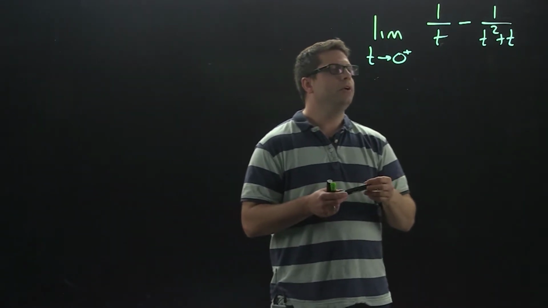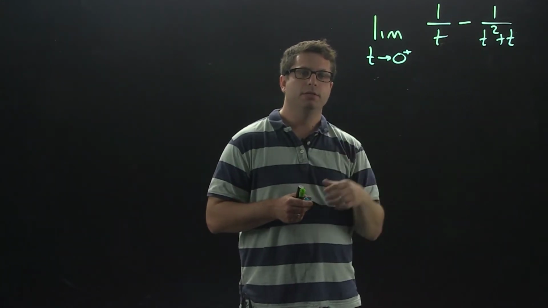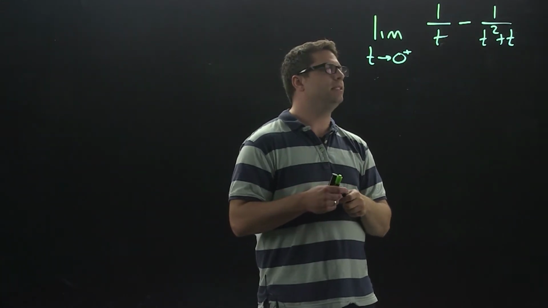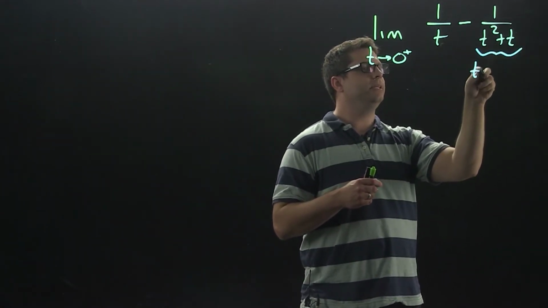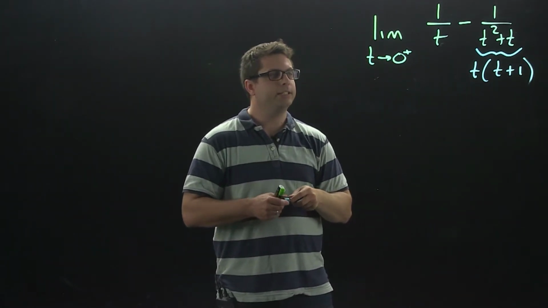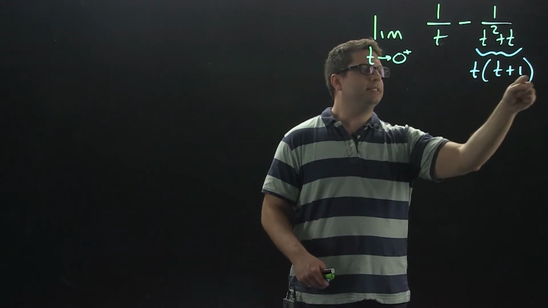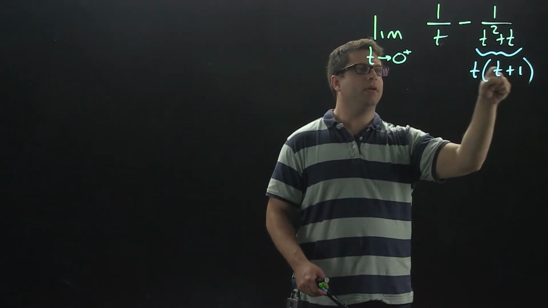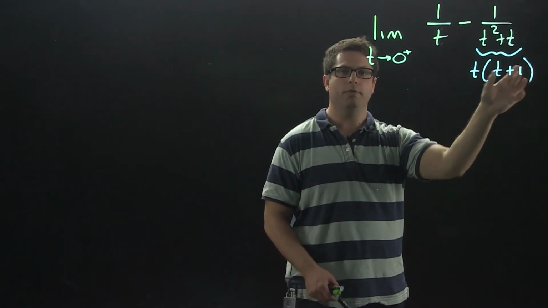The first step would be to make sure that the two denominators have been factored completely so I can find the least common denominator. This right here will factor to be t and t plus 1. Now this is actually nice because this already has a t, so this actually is the common denominator. All I have to do is multiply the first fraction by t plus 1 over t plus 1.